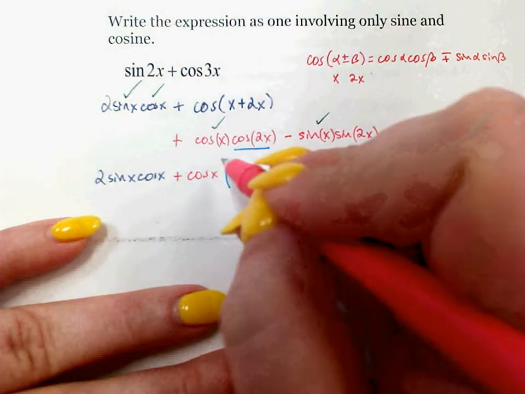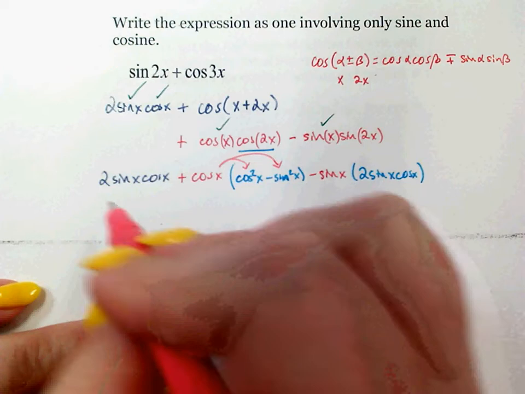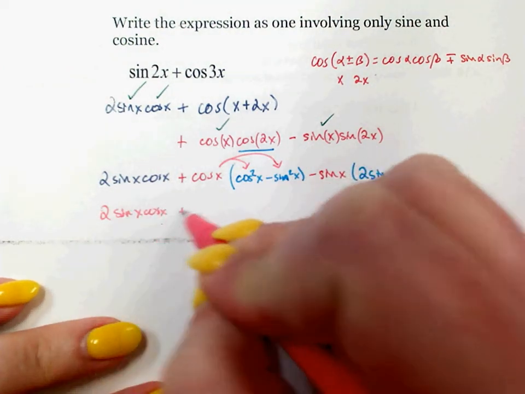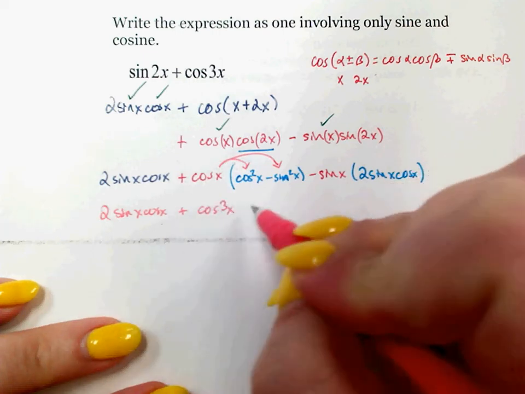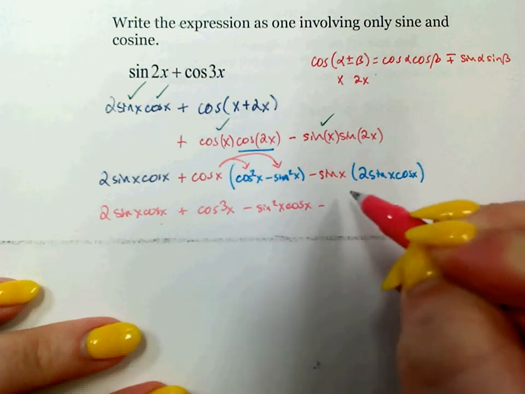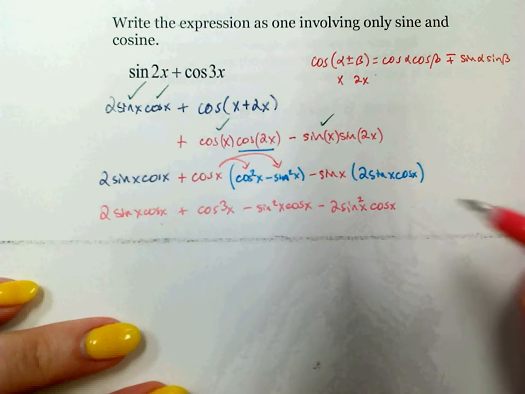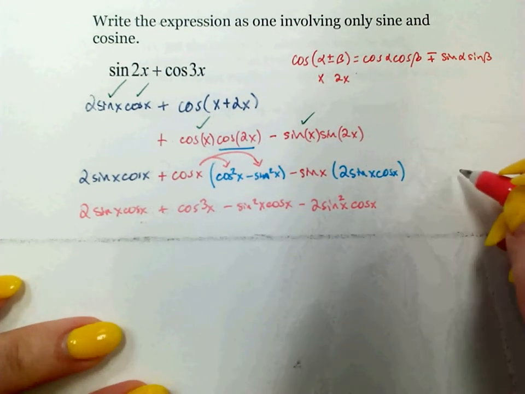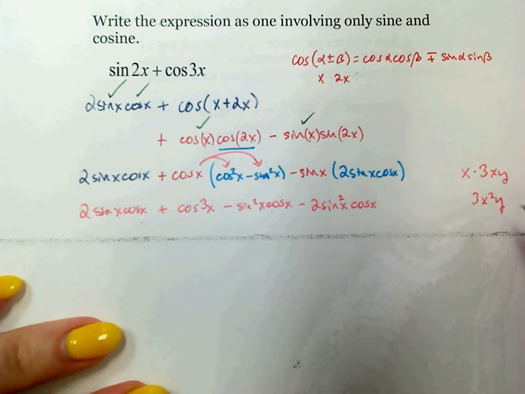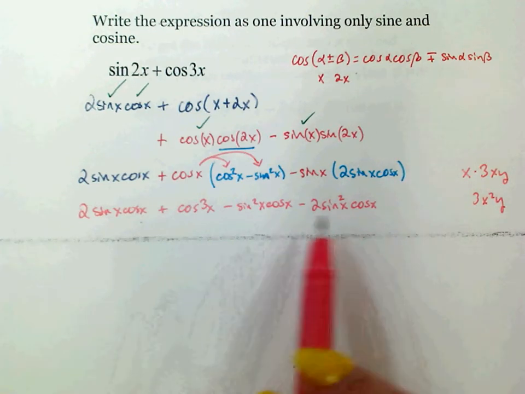So I'll go ahead and distribute those, and I get 2 sine cosine plus, that's going to be cosine cubed, minus sine squared cosine, minus, and then this is all multiplied together, so it just becomes 2 sine squared cosine. Just a reminder, that's like me asking you to multiply x times 3xy. That's just 3x squared y. You don't have to distribute the x to each of those. Okay, these two can actually combine.